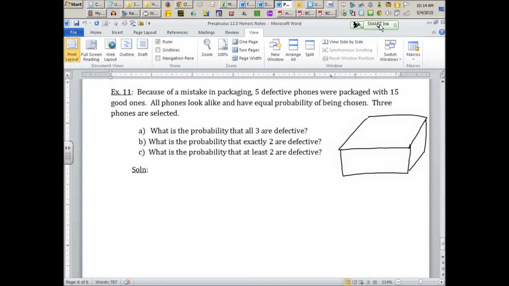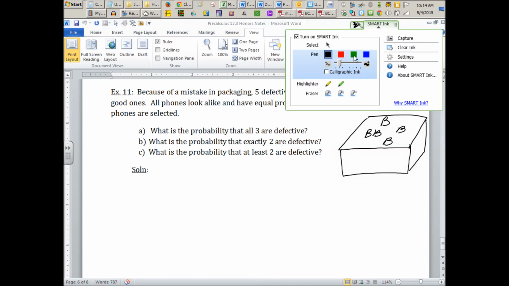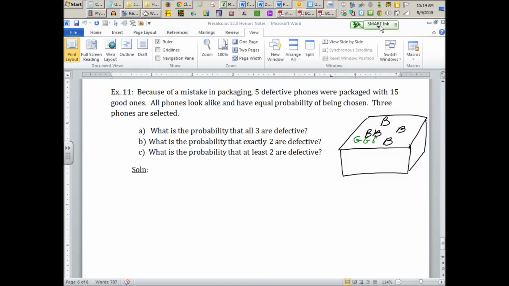So what I'm going to do is draw 5 bad phones and 15 good ones. I'll just use B for bad, G for good. Okay? So you have 5 bad ones in here, and they're mixed in with 15 good ones. Maybe I'll make the bad ones red. So, in this case, red is for bad. And you're going to reach into the box and just pull one out. You can't tell one from another, so you don't even have to be blindfolded. You're just going to pull out a phone. Then you pull out another phone, pull out a third phone. It says right here, 3 phones are selected.